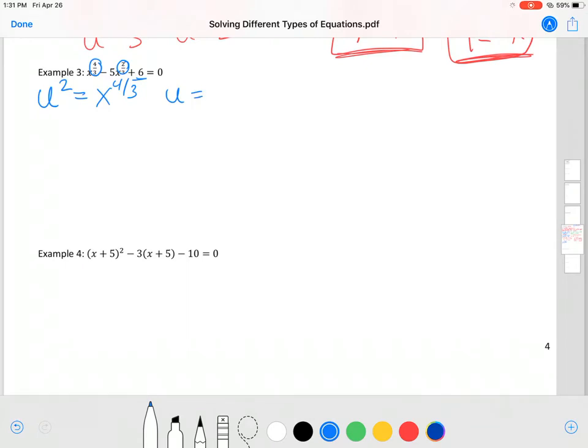Now to solve that for u, I have to square root both sides. And when I square root both sides, I get x to the 2/3 is equal to u. And so now I can do my substitutions. So where I see x to the 4/3, I'm going to replace it with u squared. And where I see x to the 2/3, I'm going to replace it with u.